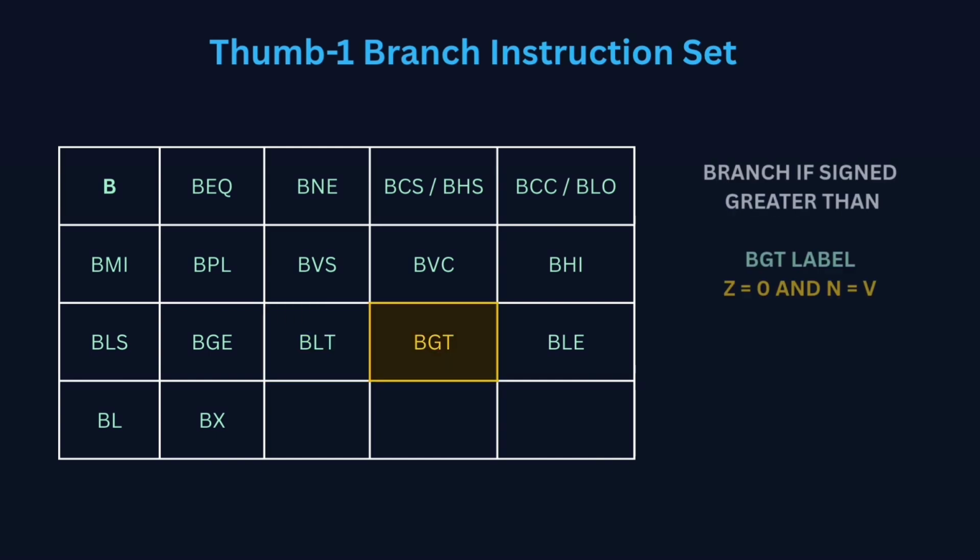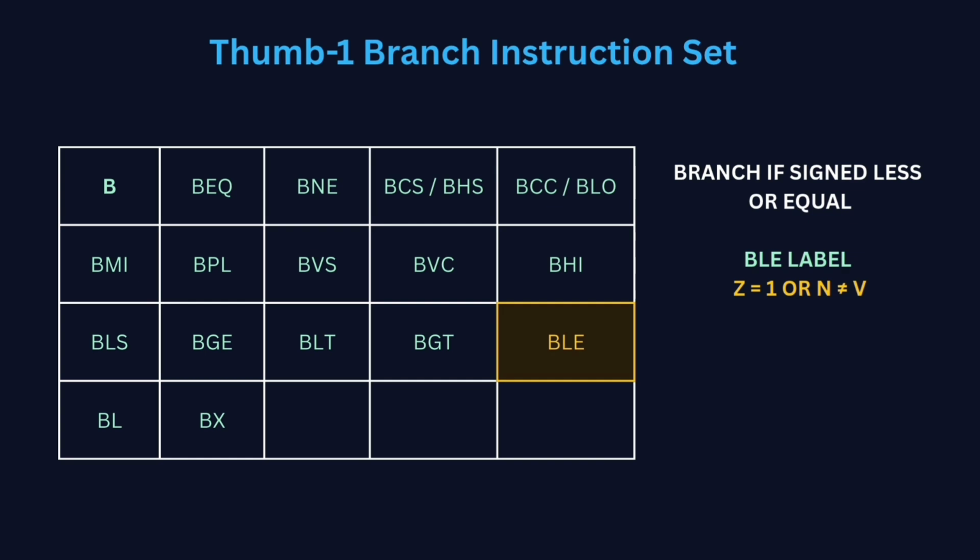In case of branch if signed greater than, the Z flag should be 0 and the negative and overflow flags must be equal. And the last thing we notice is branch if signed less than or equal. Here branch happens if Z is 1 or N is not equal to V.